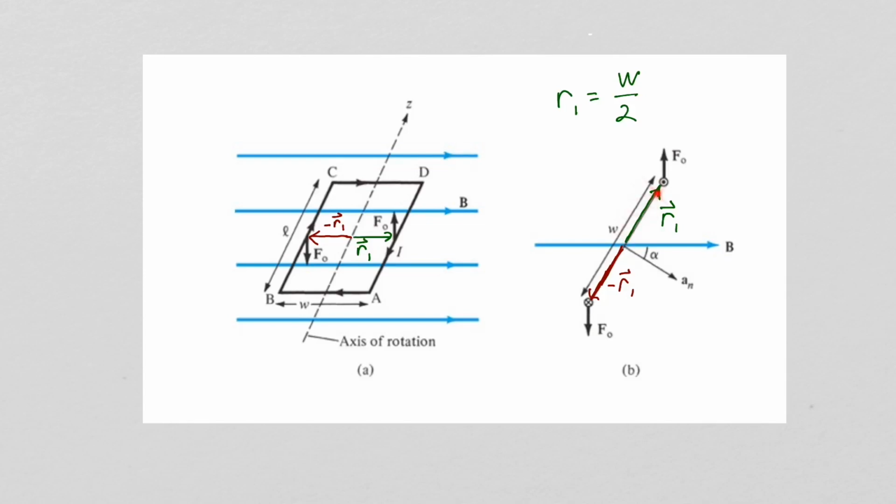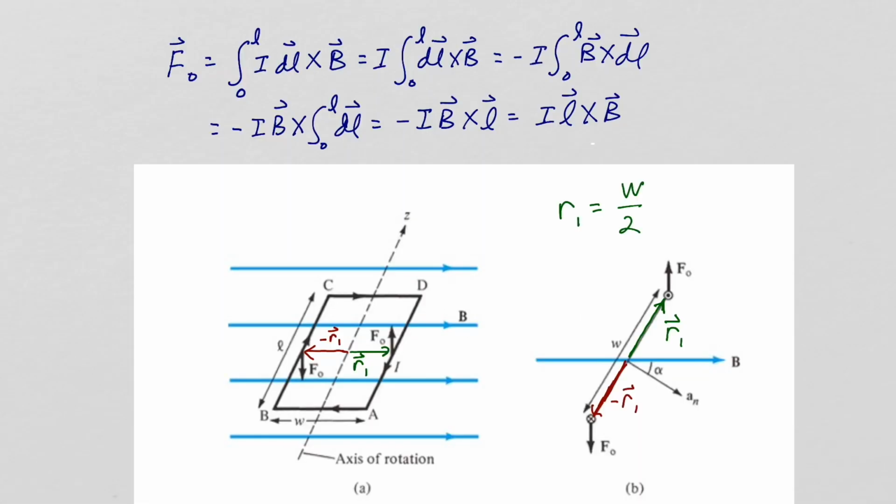R1 is this lever arm, so this lever arm here will be minus R1, and the magnitude of R1 will be half the width of our rectangle, or W over 2. Let's compute this force on the segment going from D to A. So the force is going to equal the integral of I dl cross B from D to A, which will be from 0 to L. The current is constant, so we can move it to the left of the integral. If we change the order of the cross product, we'll get a minus sign.